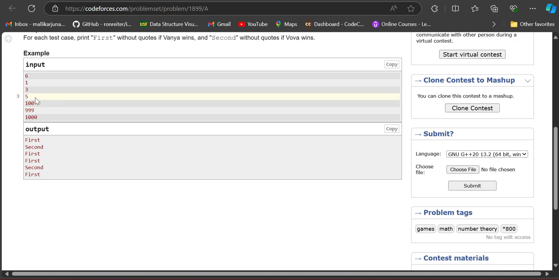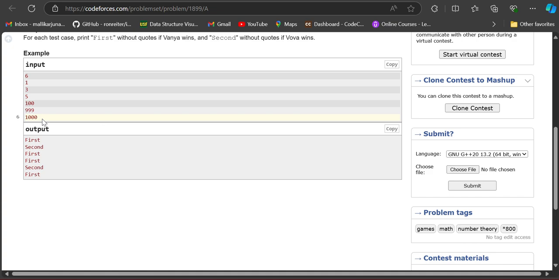Okay, first, because why? 5 plus 1 is 6, so divisible by 3. 100 minus 1, 99, divisible by 3. So first. But 999, 998 and 1000 are both not divisible by 3. So second one.